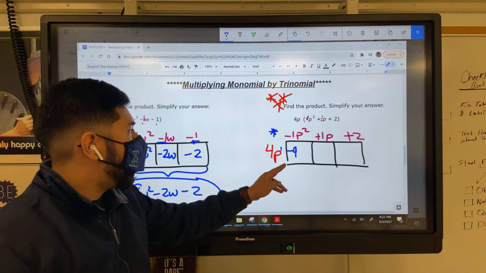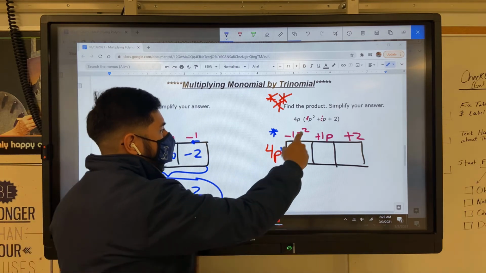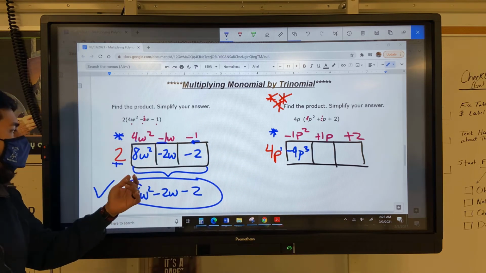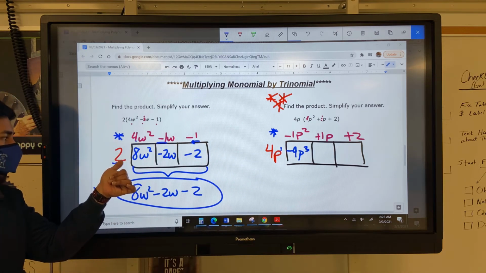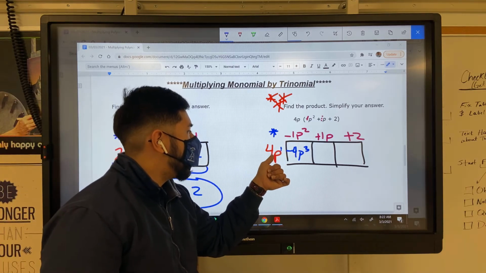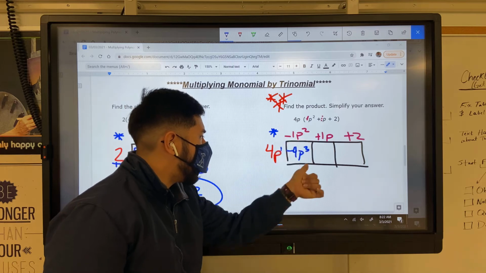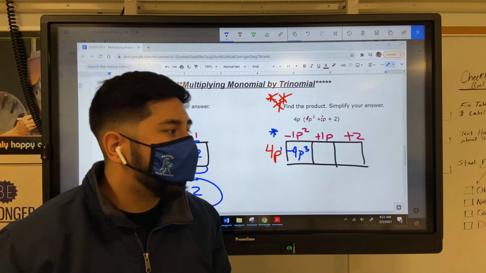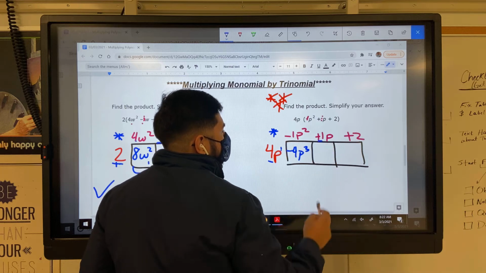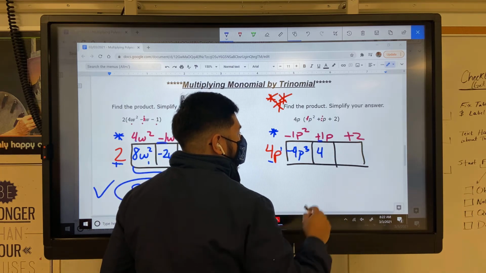Don't forget the p with the p squared. We're doing 1 plus 2. That gives me p cubed. Very different from over here, because this 2 does not have a variable, so that's why we kept it the same. Over here, because this one does have a variable, we've got to add those exponents because it's part of the product rule.